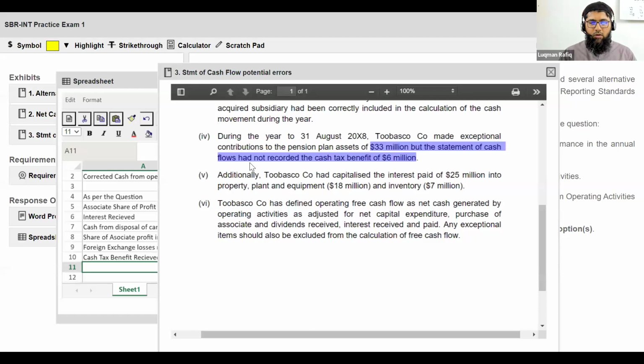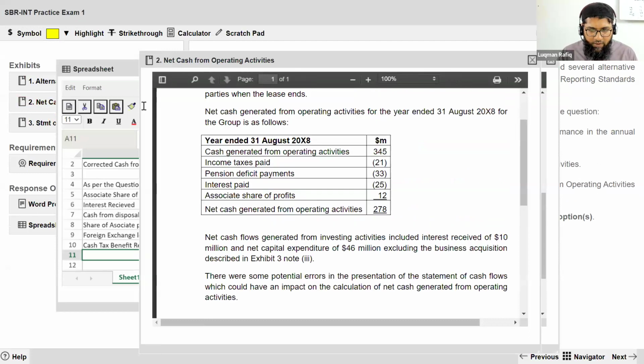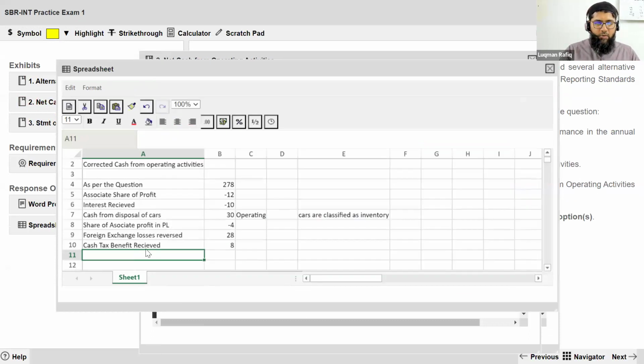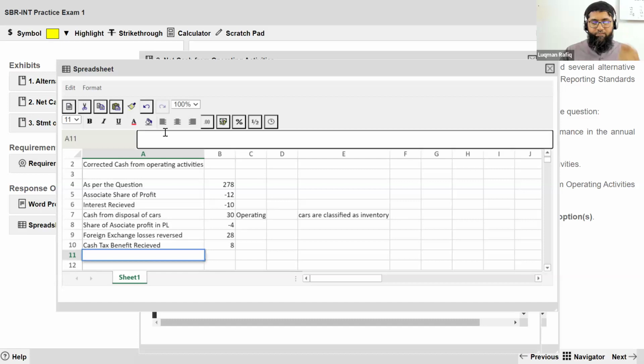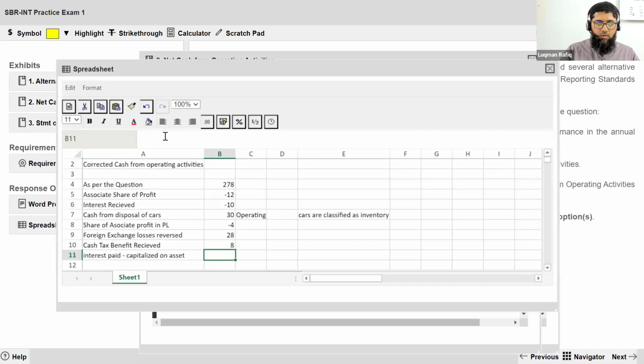What should have been done? If it is capitalized as an asset, I repeat, if it is capitalized as an asset, it should not have been deducted from this cash from operating activities. See, we have deducted 25. So what happens is that interest paid on capitalized asset, $18 million needs to be added back.